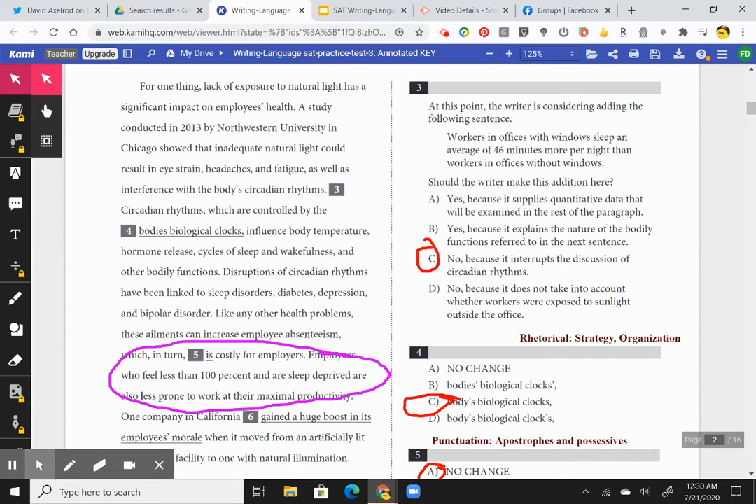Some of you staying up too late, right? So, which are controlled by the body's biological clocks. Should the writer make the addition that workers in offices with windows sleep an average of 46 minutes more per night? Well, knowing what circadian rhythms are, the biological clock, no, because it interrupts the discussion of circadian rhythms. They start talking about circadian rhythms influencing body temperature and hormone release. So it's an extraneous sentence. So it's, again, a rhetorical type of question.